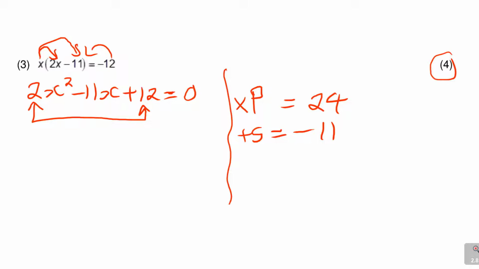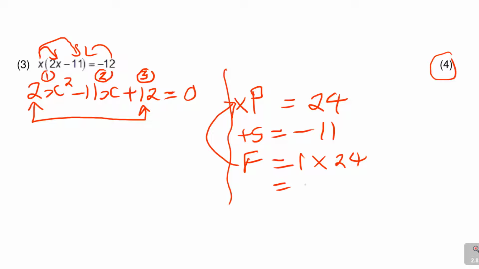So I want to change it from 3 terms, 1, 2, 3, into 4 terms where I can group them. That's what this method is all about. So I've got the sum. Now the next thing I'm looking for is the factors. Factors of the product, meaning factors of 24. 1 times 24, you do them. 2 times numbers that you get 24 when you multiply them.